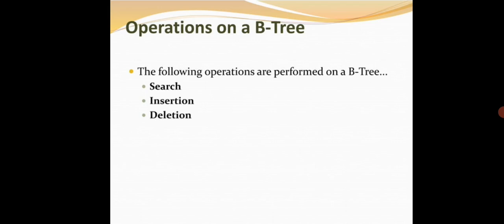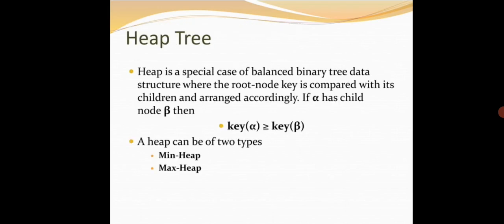B trees. There is another type of search tree called a B tree, in which a node can store more than one value or key, and it can have more than two children. A B tree can be defined as a self-balanced search tree with multiple keys, in which every node can have more than two children. Operations on a B tree: there are three operations, search, deletion and insertion, as seen in the normal tree.